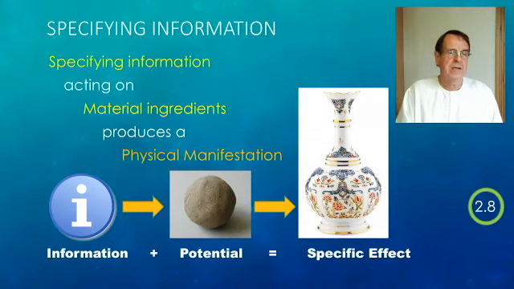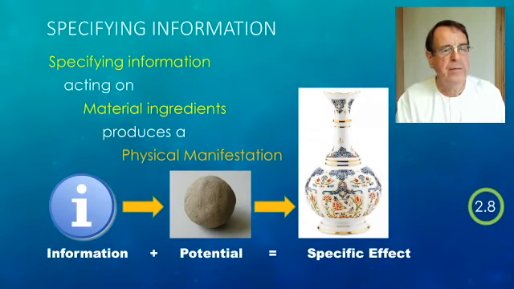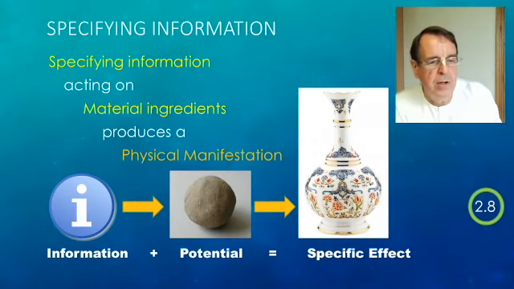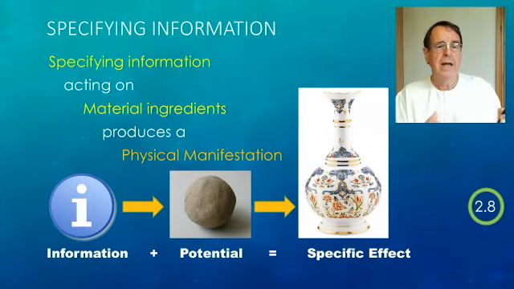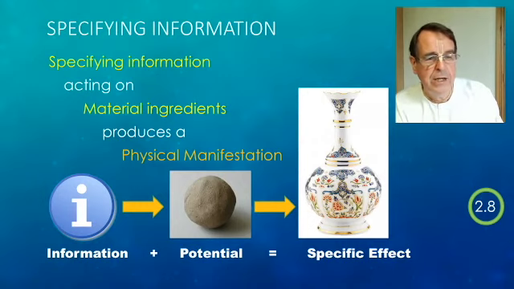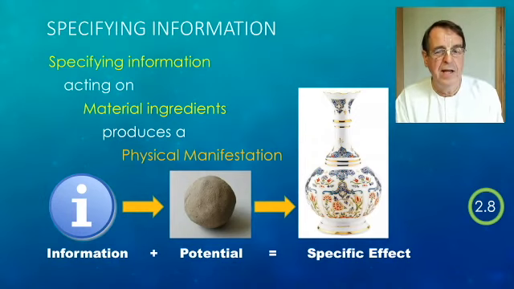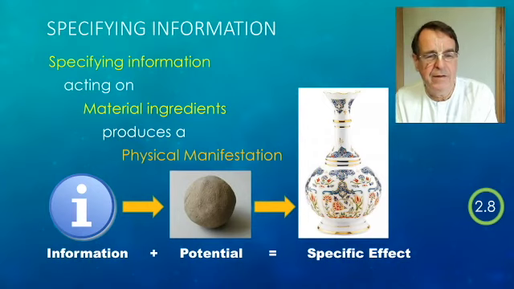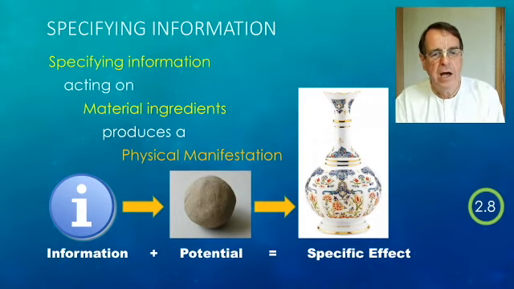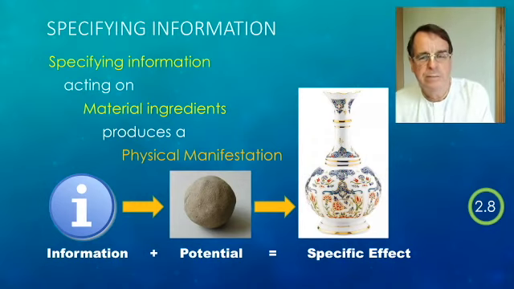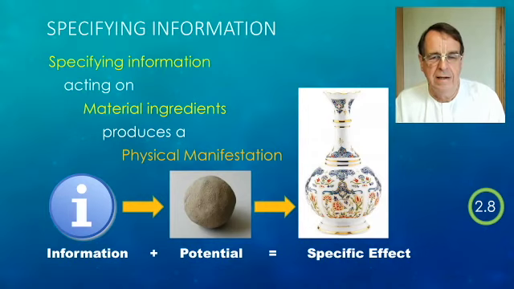Another example that we discussed last time was how specifying information acts on material ingredients. Using this example, we have a lump of clay. Now, the clay has potential. Its clay particles can be arranged in so many different ways, but at the moment it's just a big blob, right? So specifying information takes that potential, and out of all the potential that it could have, it arranges that it will have a specific form, shown in the vase on the right. So information breaks down the potential of a situation and produces a specific effect. This is a crucial understanding of the role of information within the process of cause and effect.